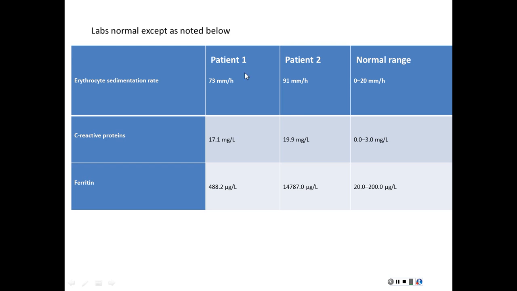And here's your lab. So sed rate on both patients, sky high. Ferritin, look at that one. So you see, ferritin, I've been told, may be an even better screen for Still's than a sed rate, just because it's an acute phase reactant and tends to be super, super high in Still's patients.